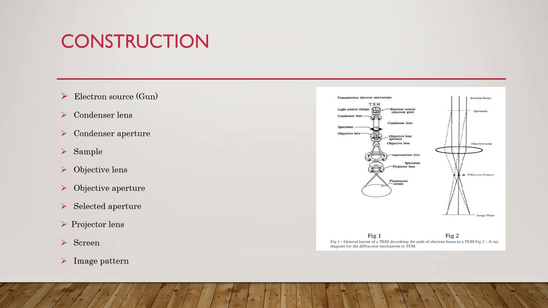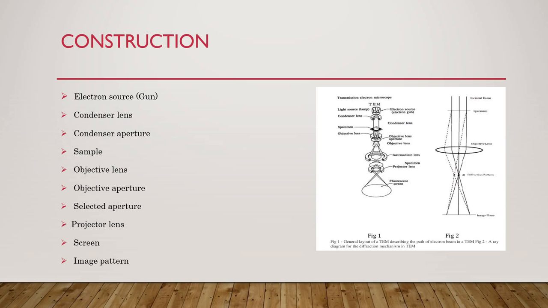Next is the screen. Imaging systems in a TEM consist of a phosphor screen, which may be made of fine particulate zinc sulfide, for direct observation by the operator. And last is the image pattern. The image strikes the phosphor screen and light is generated, allowing the users to see the image. The darker areas of the image represent those areas of the sample through which fewer electrons are transmitted.